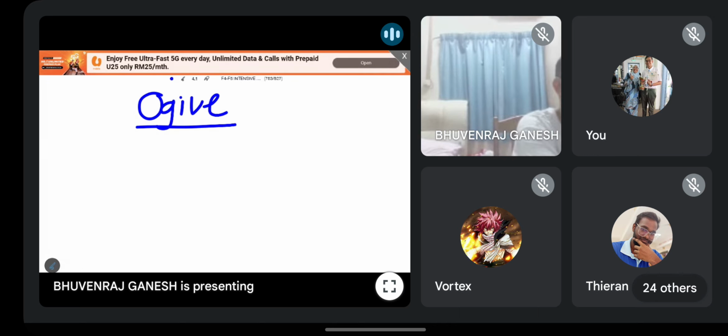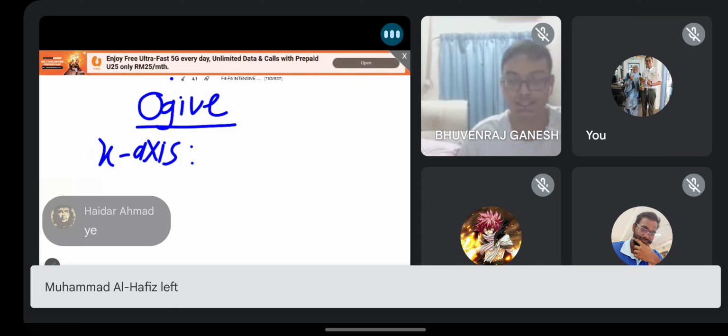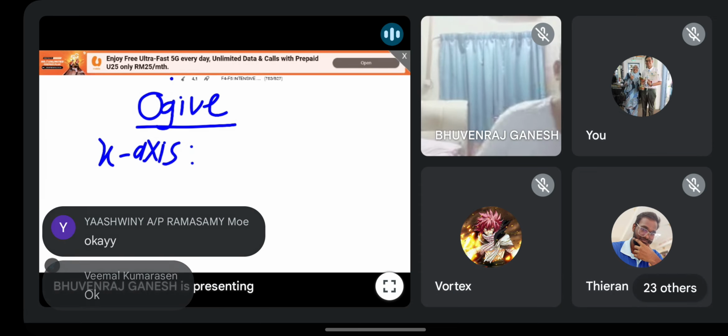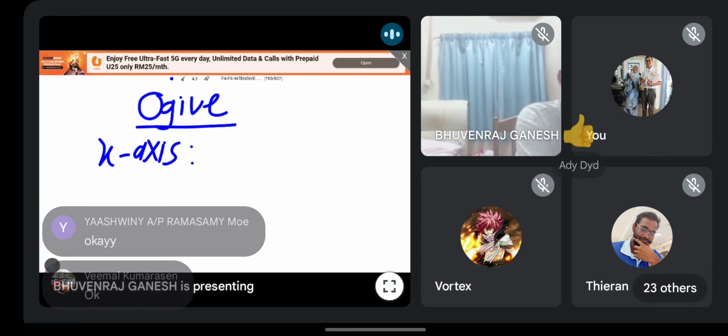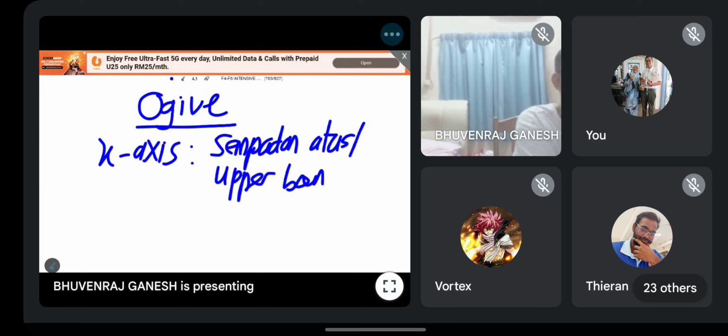Okay, so first thing, remember, the X-axis. Guys, so far everyone okay? Up to before I go into OGIVE. Make sure you can follow. Hope you are not lost over there. Okay. So X-axis, remember, upper boundary. Upper boundary. No other choice. Midpoint cannot. Only this one, when they ask for OGIVE.